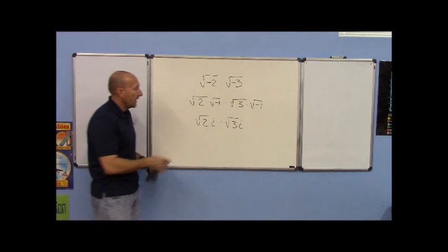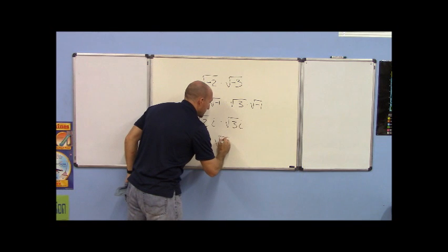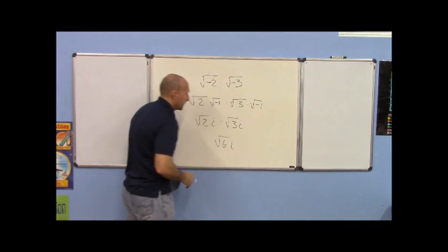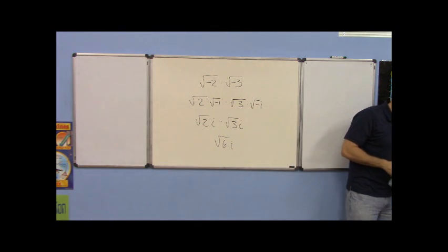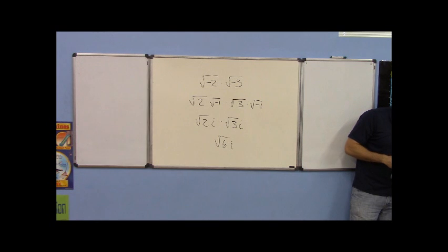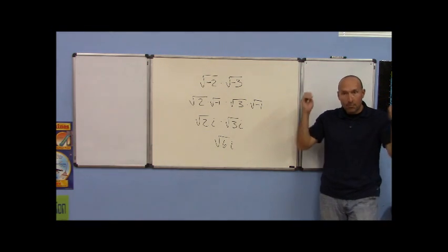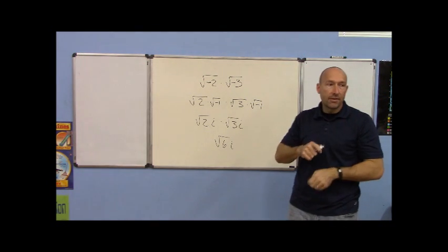And from there, we can actually see that it's square root of 6 i, and are we done? What's wrong? The i is supposed to be squared. Why? Because you're multiplying it. Perfect. Yes, very good.